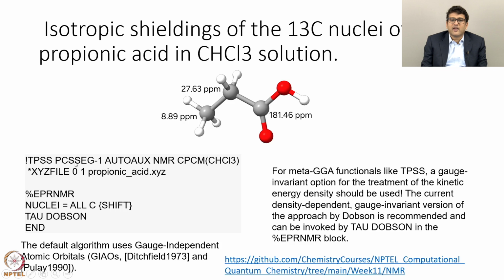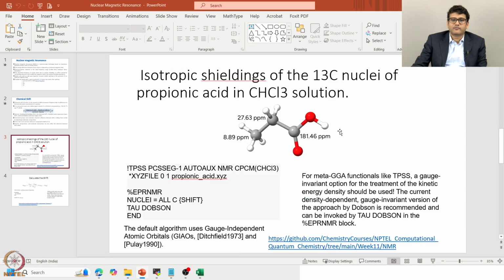So, pcSseg-2 or def2-TZVP, but because I want to do the calculation fast here, I want to do the calculation using a smaller basis set, and these are the experimental values of the shift which are available. So, let us do the calculation.